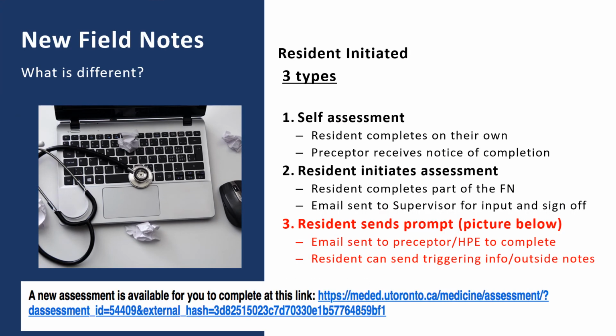There are 3 ways, each with a different purpose, that a resident can initiate a field note. Firstly, it can be self-assessment, where the resident completes the note on their own, and they then receive a notice that the field note was completed. The second would be the resident initiating the assessment, where then an email is sent to the preceptor for modification, approval, and sign-off. Thirdly, the resident can send a prompt.